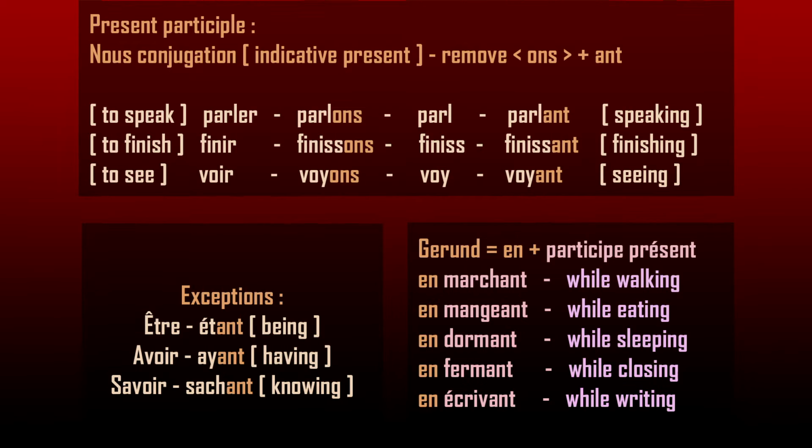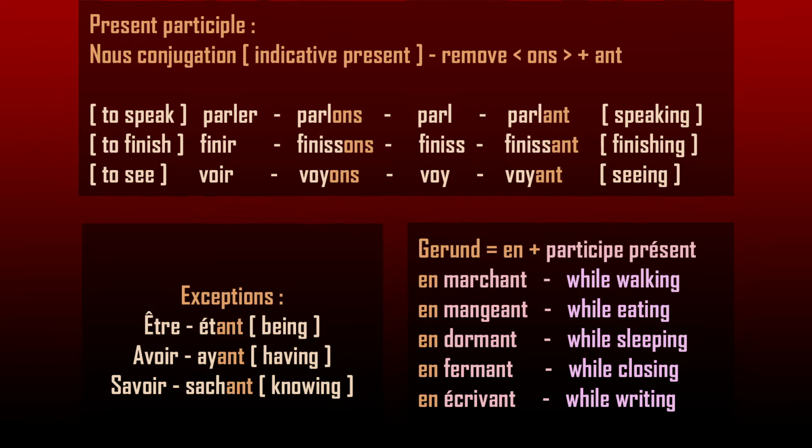Finir. F-I-N-I-S-S-O-N-S is the nous conjugation. Remove O-N-S, F-I-N-I-S-S. With this, you add A-N-T, finissant. Finir, to finish. Finissant, finishing.